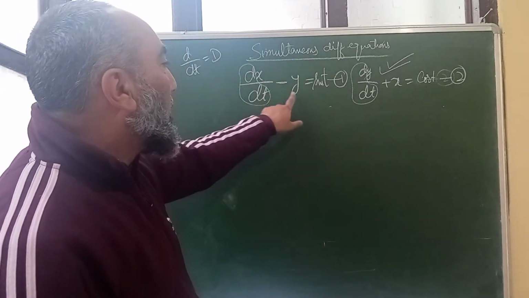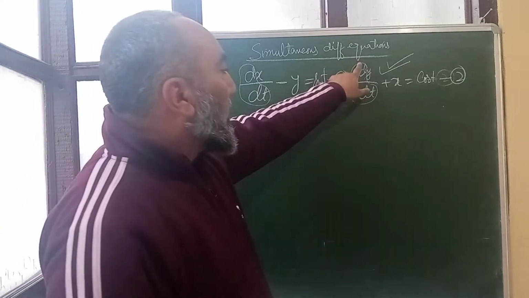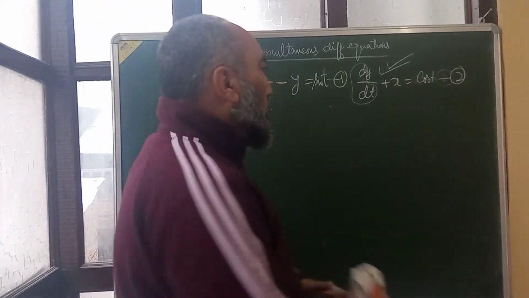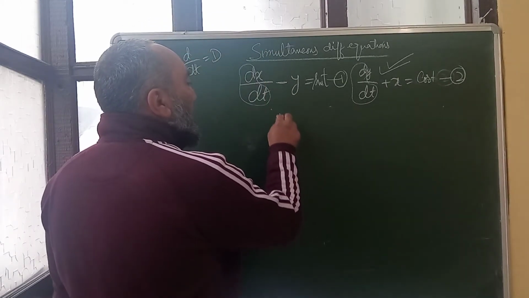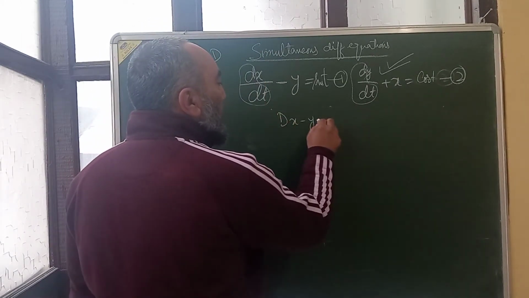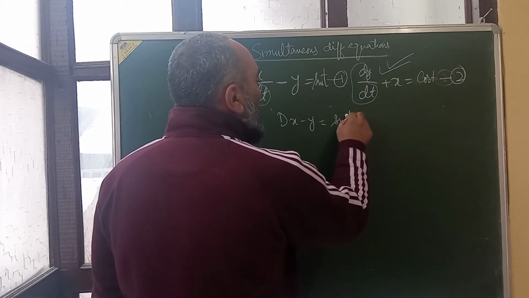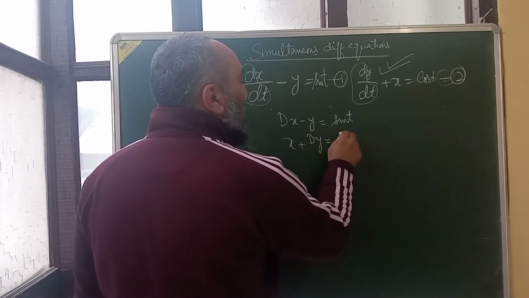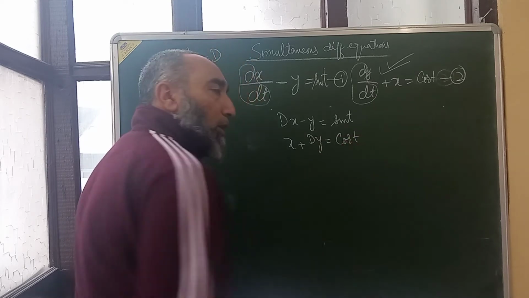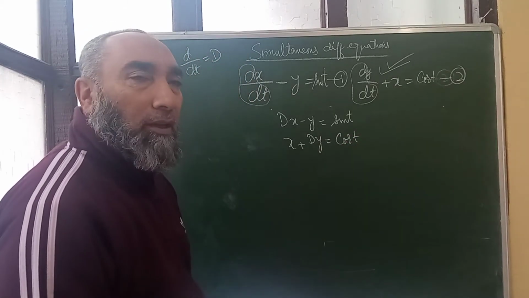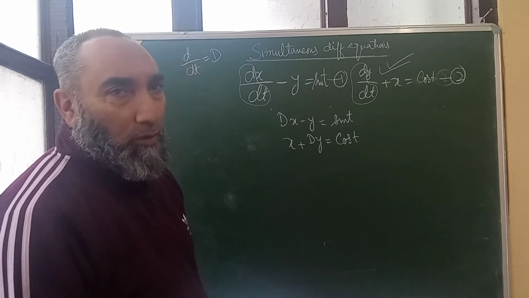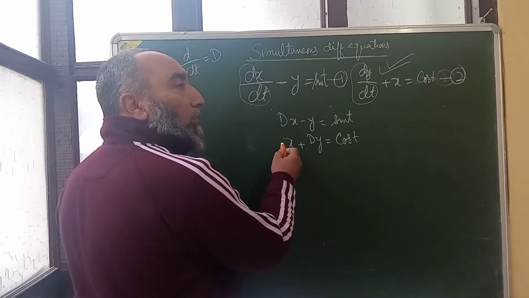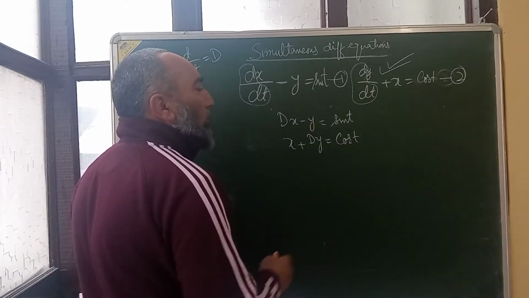dx by dt minus y equals sin t, dy by dt plus x equals cos t. This is 1, this is 2. So symbolically, this is Dx minus y equals sin t, x plus Dy equals cos t. Now it is your choice whether you would like to find x first or y first. As usual I will eliminate, or let me eliminate y, doesn't matter.